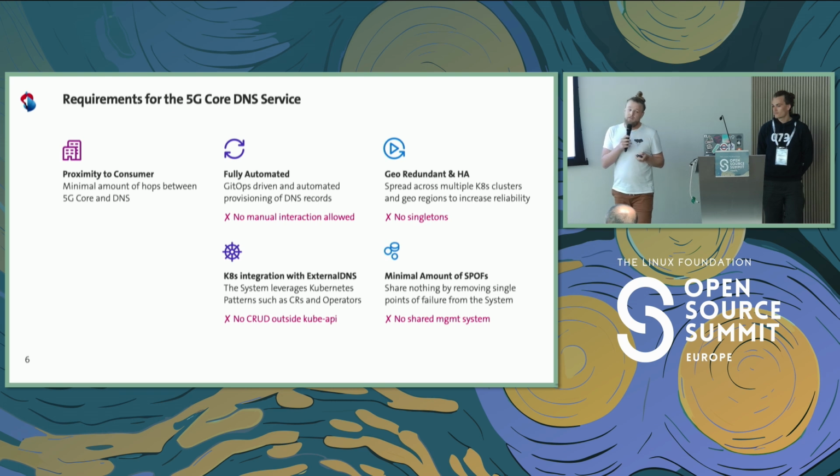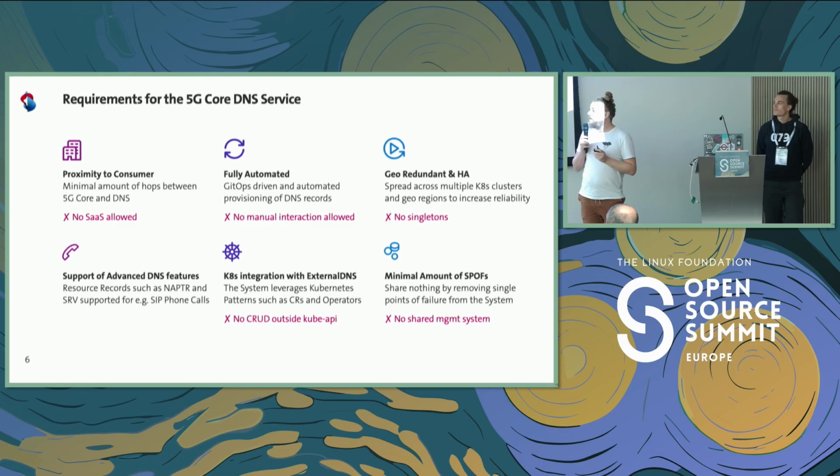Then we have two additional requirements. One is proximity to consumer. That's because of the latency topic, but also because of the complexity of the system. The more hops you have, the more probability you have of failure. So we cannot allow a SaaS solution.